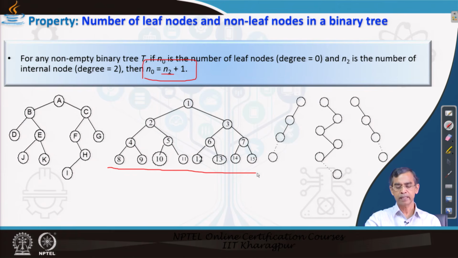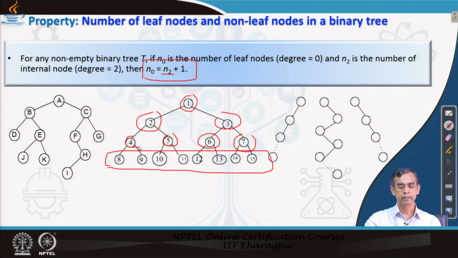Now let us come to this example. As you can see, the total number of leaf nodes is 8, because 8 nodes are there. So n0 is 8 in this example. Now let us see how many nodes have degree 2. This node 1, this node 2, 3, 4, 5, 6 and 7. So 7 nodes have degree 2. So n2 equals 7 and n0 is 8. So this formula is valid.